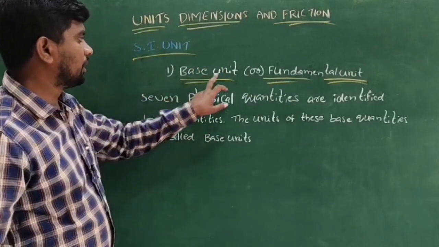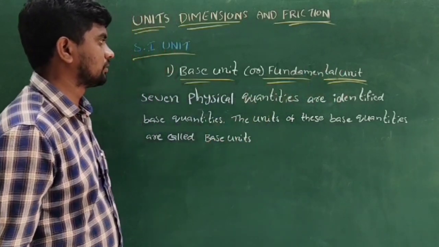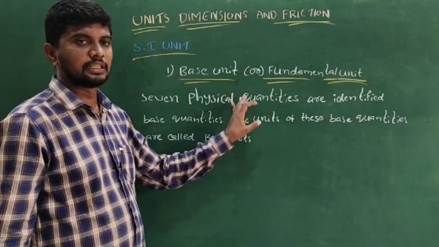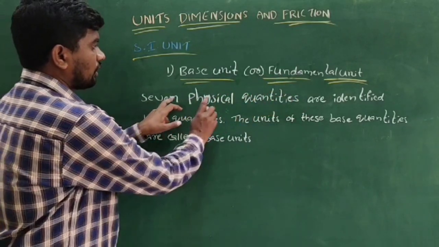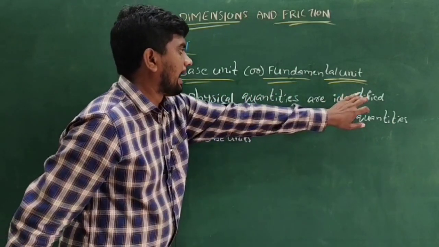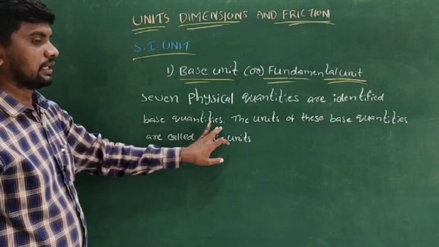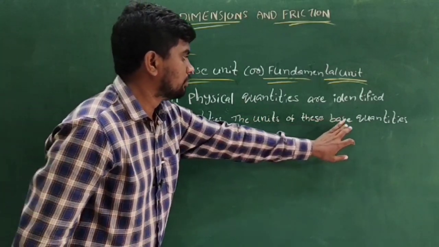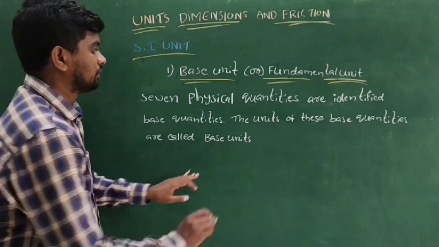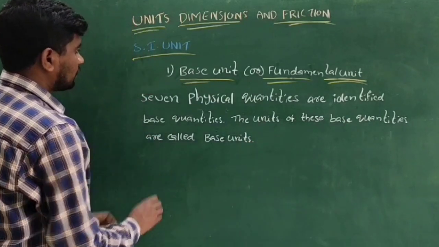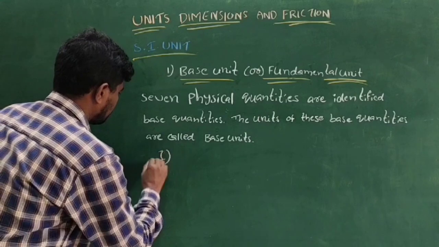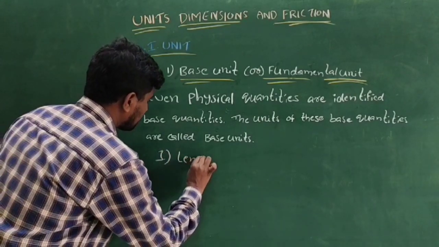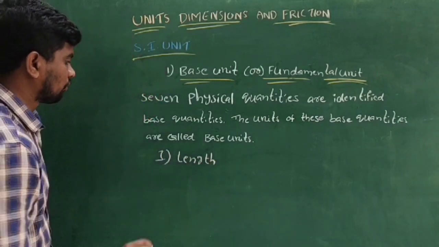The first one is the base unit or fundamental unit. In physical quantities, there are 7 fundamental quantities, identified as base quantities. The units of these base quantities are called base units. There are 7 physical quantities. First one is length, the fundamental physical quantity.